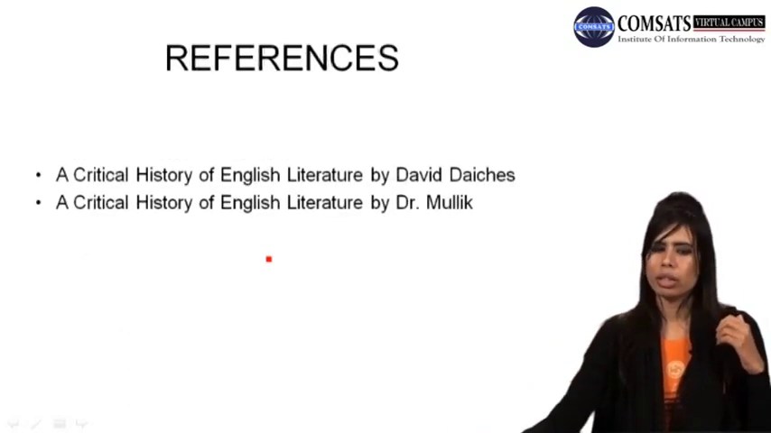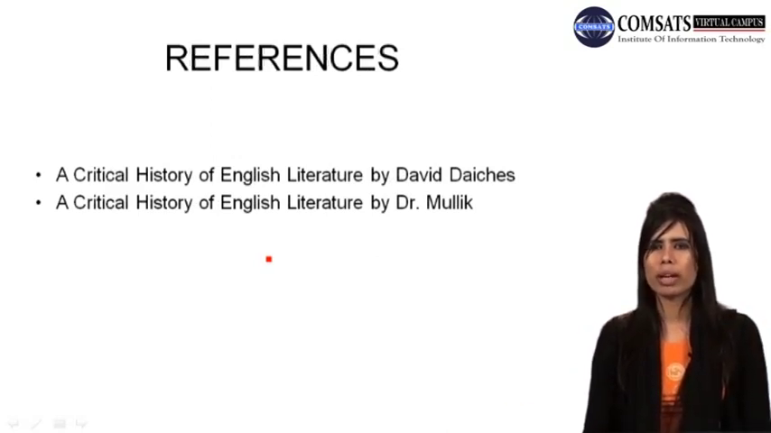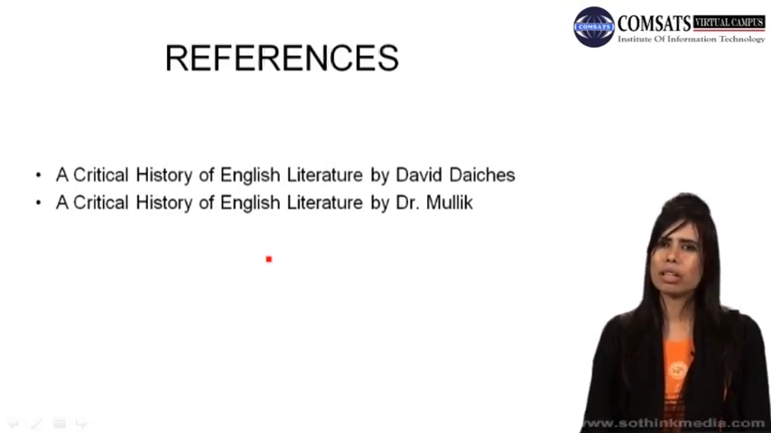The references from which I took the material are A Critical History of English Literature by David Daiches and A Critical History of English Literature by Dr. Moulik. These are the two references I have used in today's lecture, and for the rest of the details you can find the information in these books.